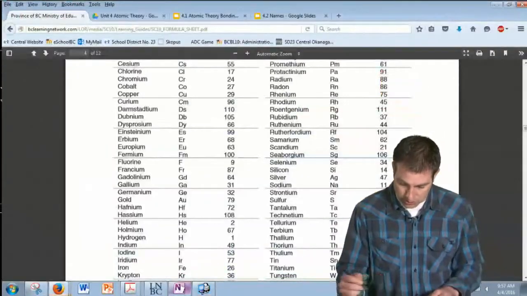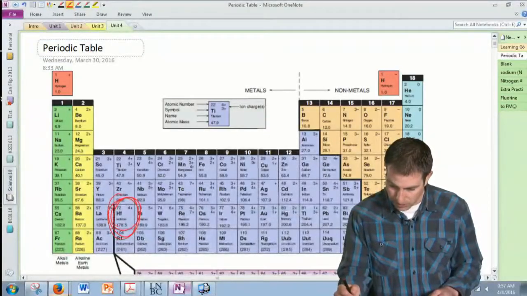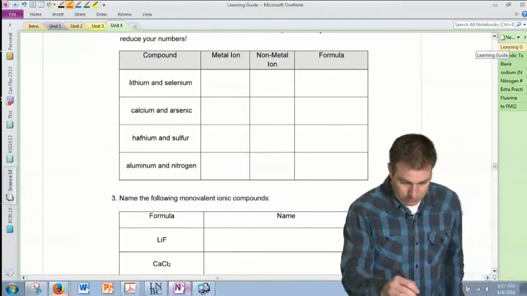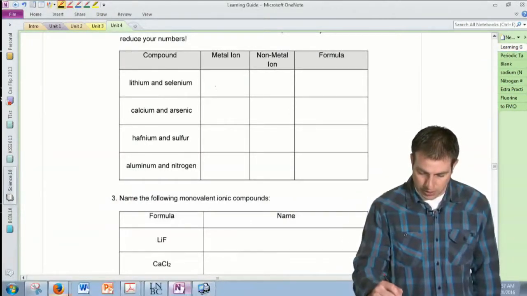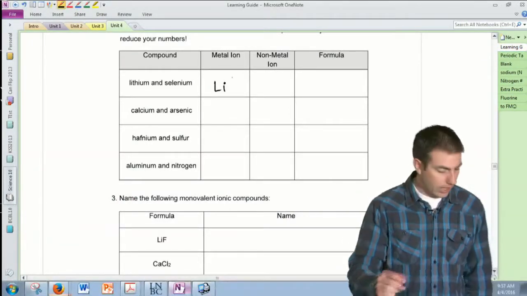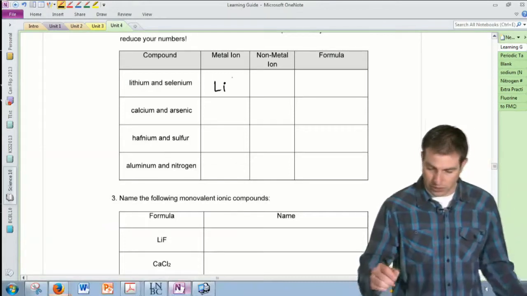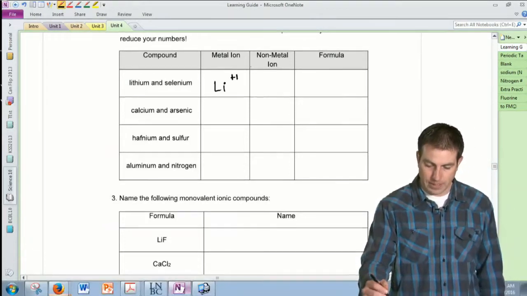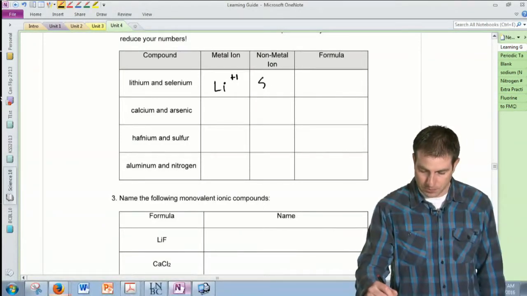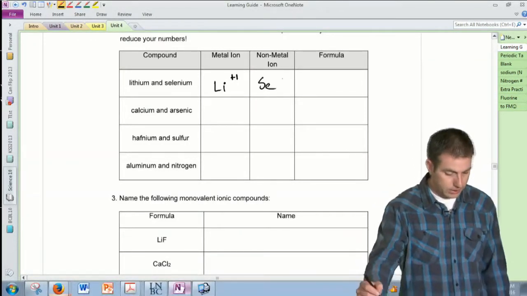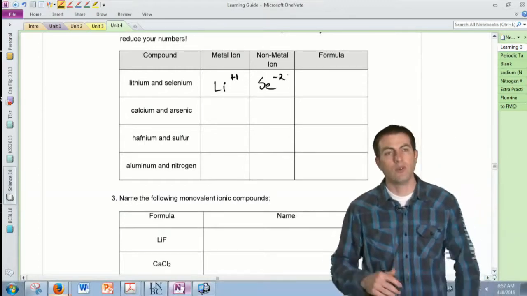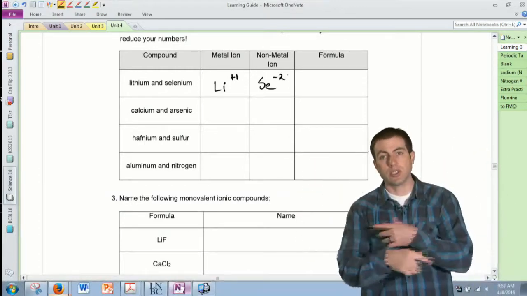Sure, Taylor, I'll do the first one for you guys, and then I'll give you 10 minutes to do the rest. All right, lithium. The metal is listed first, and Li is lithium, and lithium's in the first column, so it has a charge of +1. Selenium, we just did, Se, and it has a charge of -2. So if you want to think about crisscrossing the charges, you can do it that way.